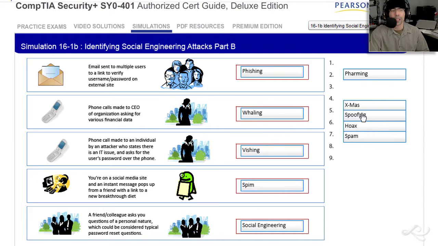We didn't use these, but you want to know your attacks. You want to know your social engineering attacks. You want to know your technical attacks, like the Xmas attack and spoofing. You want to understand how these things work, and you want to be able to do these types of performance-based questions for the exam as well. But you really want to know it for the field.